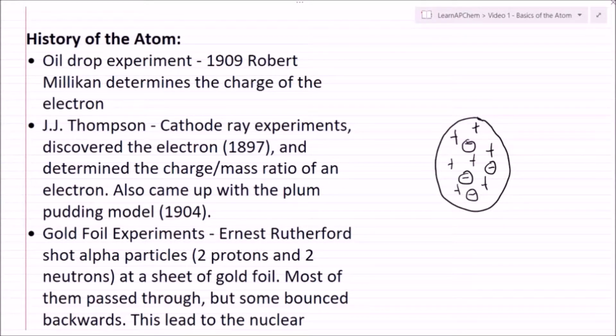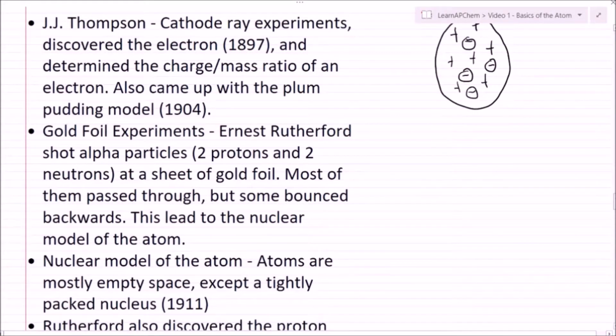This was later disproven by the gold foil experiments. Ernest Rutherford shot alpha particles, which are basically 2 protons and 2 neutrons, at a sheet of gold foil. Most of them pass right through, but some of them bounce backwards. This led to the nuclear model of the atom.